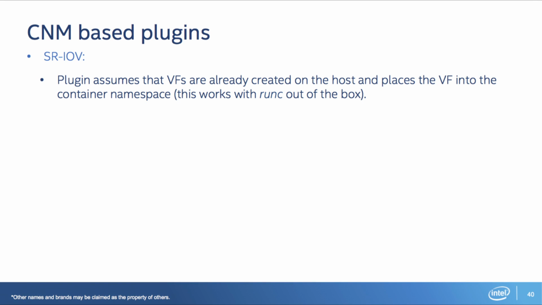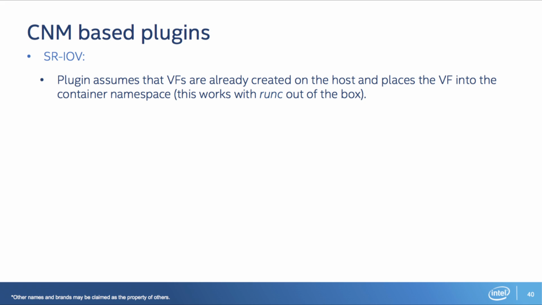So we have implemented a CNM-based plugin. CNM is the network specification from Docker for specifying how the networking between containers works. So we have implemented an SRIOV plugin, and what this plugin does is that it assumes that the virtual functions have already been created on the host, and it then goes ahead and places the virtual function from the SRIOV NIC into the container namespace. So this works out of the box with runc.